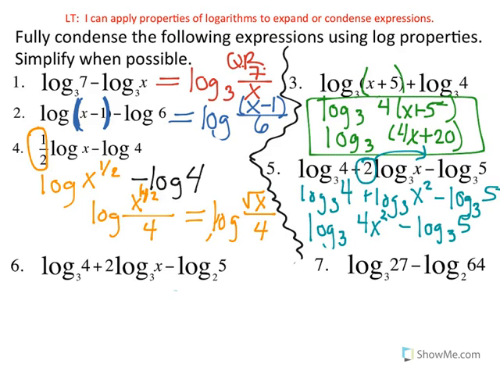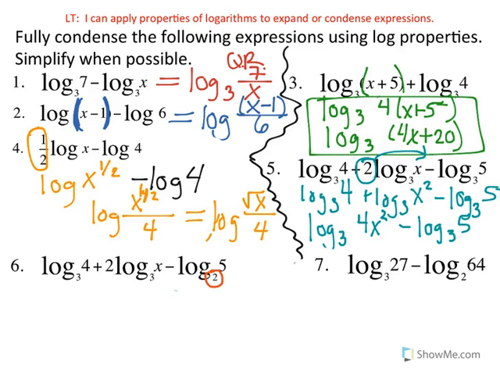Okay. For number 6, log base 3 of 4 plus 2 log base 3 of x minus log base 2 of 5. Now, some of you may be getting deja vu just sitting there looking at it because it looks just like number 5, or so we think. Find the difference. The difference between number 5's problem and number 6's problem is that back logarithm. That back logarithm has a different base.